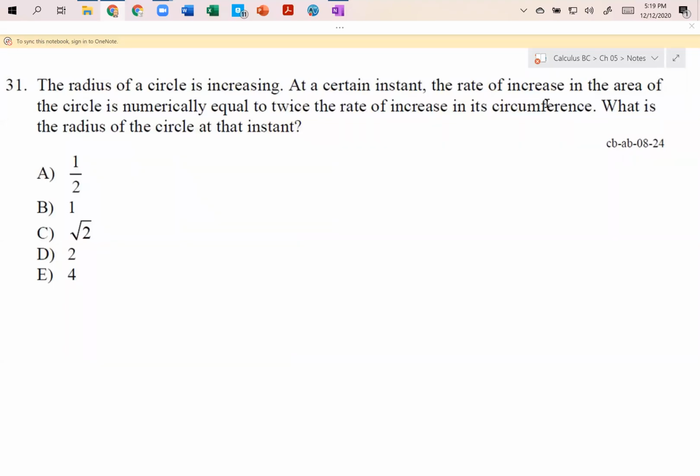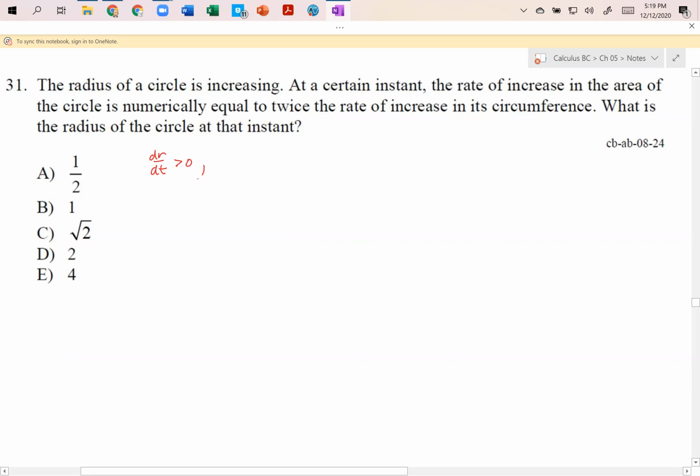Here is a recording of questions 31 through 40 from the practice test for 5.5. It says the radius of a circle is increasing. Let me write that down. dr/dt is greater than 0.